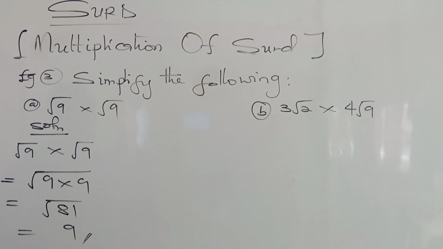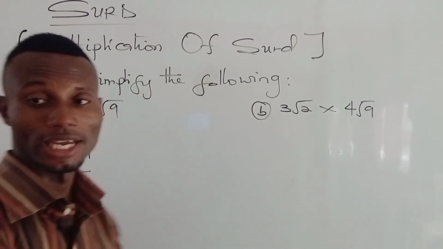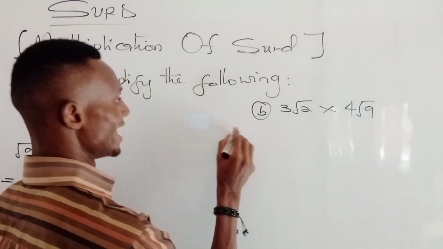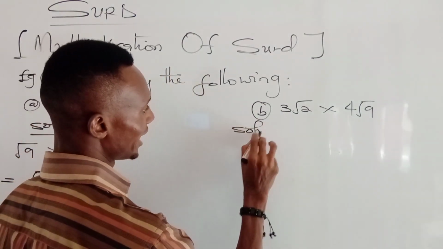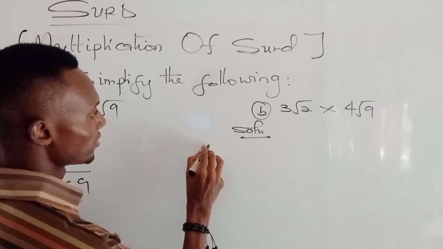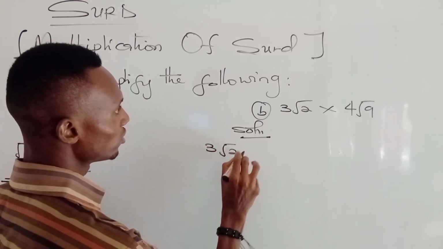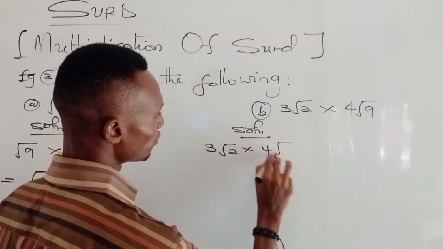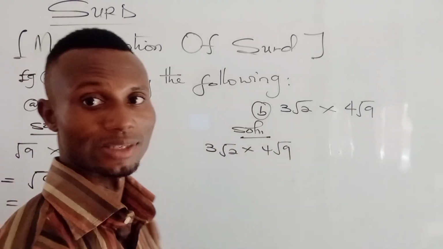For the b, I have 3 root 2 times 4 root 9. We have to simplify it. Let me write my solution down and let's do it together. So I have 3 root 2 times 4 root 9. We have to simplify this one.